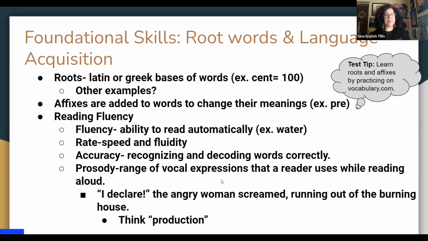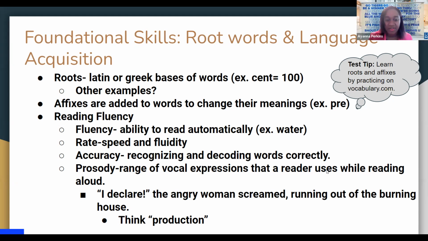I was going to say, sometimes if we don't have good prosody, it could change the meaning of the sentence. So, like, if you're just reading this without thinking about the prosody, you could be like, I declare, the angry woman screamed, you know? It could influence how the audience is interpreting what you're reading. So, it's important to make note of that from your students and how they're reading all of the sentence, including the punctuation.